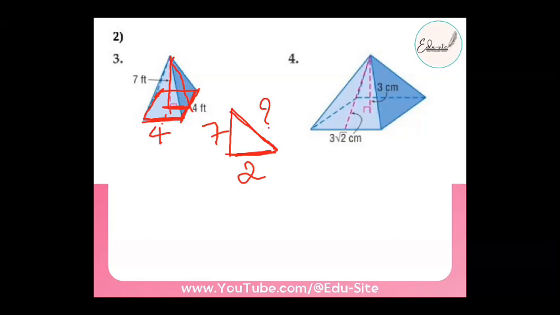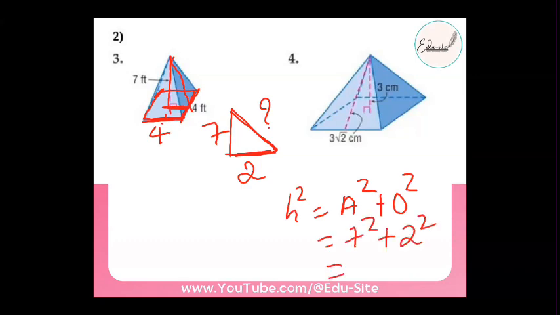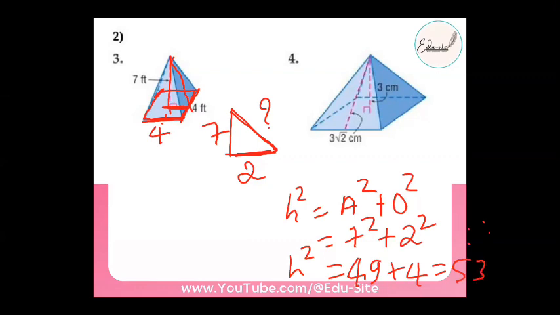Okay. What is the Pythagoras theorem, beta? Hypotenuse square is equal to adjacent side square plus opposite side square, right? What is adjacent side? 7 square plus 2 square is equal to hypotenuse square. What is 7 square, beta? 49. 49 plus 2 square, which is 4. Excellent. 49 plus 4.